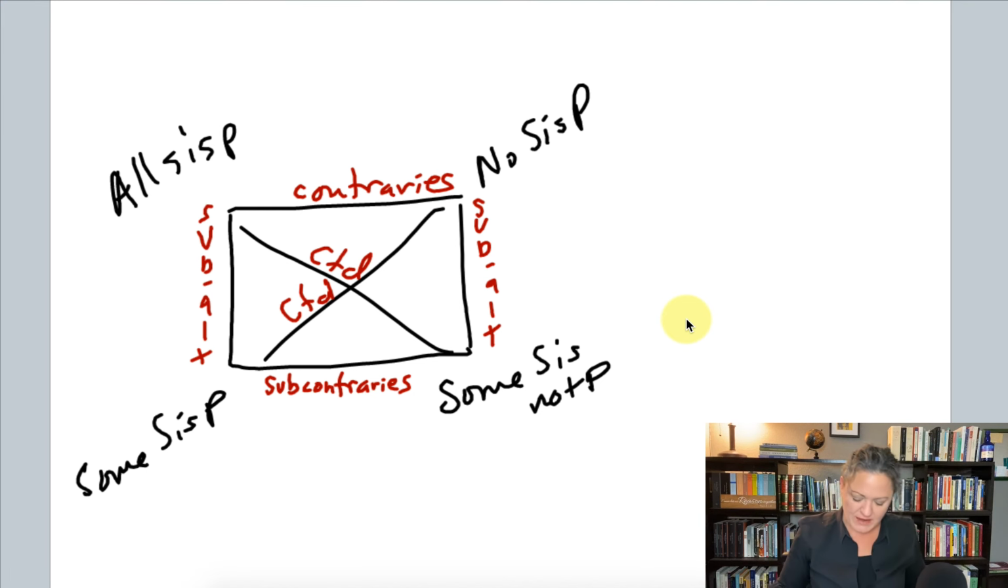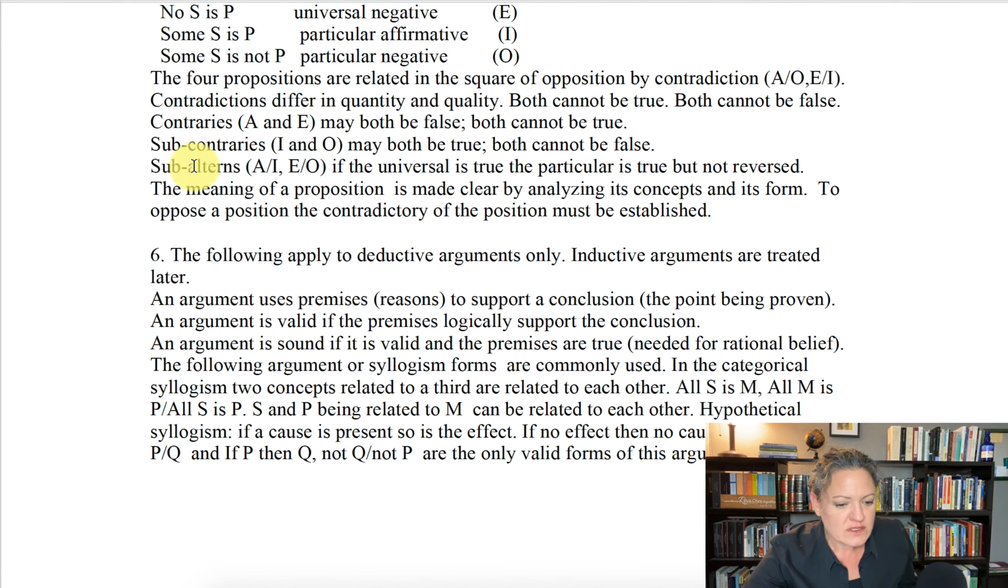So now we have all the relationships on the square. The diagonals are contradictions, the top one's contraries, the bottom one's subcontraries, the sides subalternate, and now you also have the rules for using the square on this handout. Subalternates: if the universal is true, the particular is true, but not the reverse.